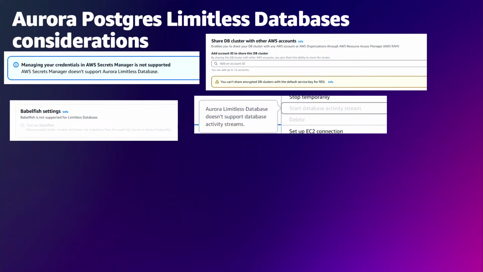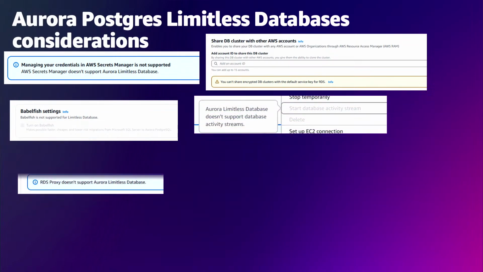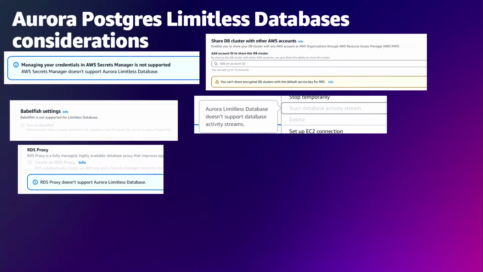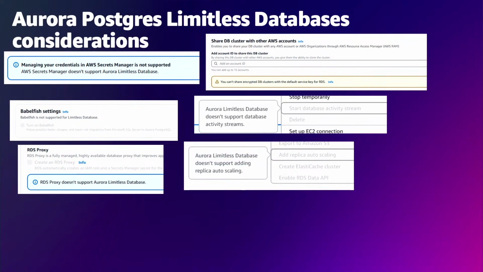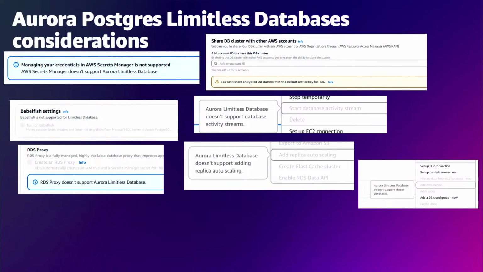It doesn't support database activity streams. RDS Proxy, yes, is not supported, unfortunately. It's one of my favorite features on Aurora. It doesn't support adding replicas, for obvious reasons. You don't need it. In this case, they were right. It doesn't support global databases yet. What if I have multi-regions? You're in trouble.